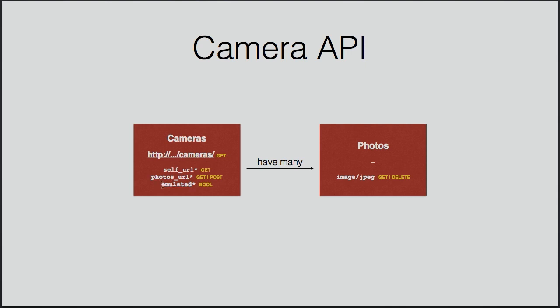And what is this for? When I work with a hardware project, I want to make sure that I can continue working when I don't have the hardware with me. So I always create a way to emulate the hardware. And here I have a property that will tell me when I get a camera if this is a real camera or if it's a camera that is emulated in software.